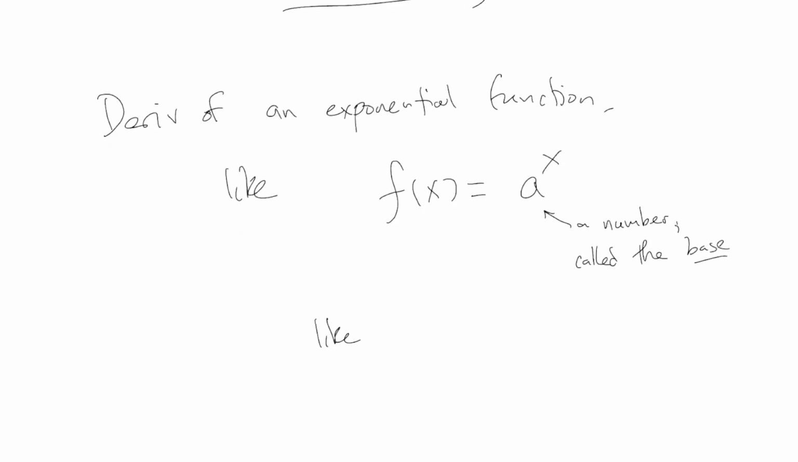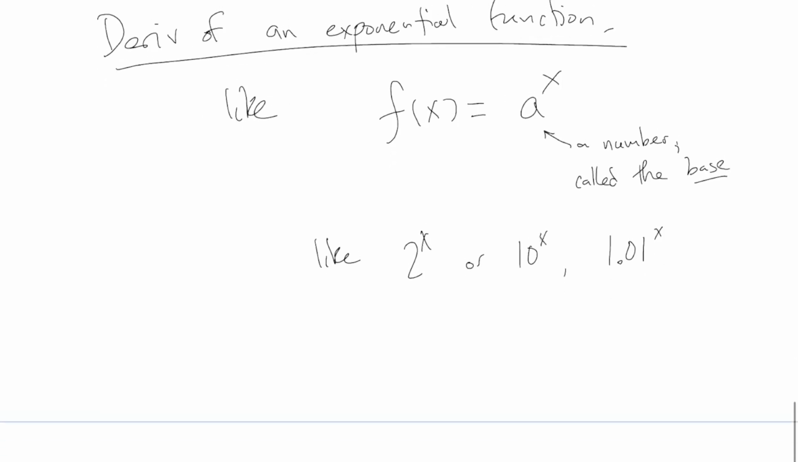But f of x equals a to the x. You know, I'm thinking about something like 2 to the x, or 10 to the x, or like the example we just talked about, 1.01 to the x, right? Those are all different values of a. The a could be 2 or 10, or it could be 1.01. So I would like to know the derivative of an exponential function. It turns out there's a formula for this, and it's not very difficult to work with. I wanted to say a few words about where this formula comes from.